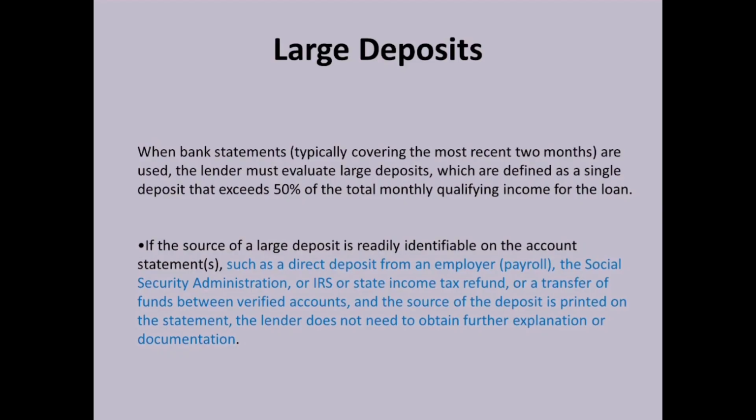Okay, the source of the deposit is printed on the statements. It means suppose there are 1, 2, 3 bank statements and the funds are coming from XYZ. So in the description of the last deposit of the 1, 2, 3 statements, it is reflecting the source document, which is ABC or XYZ. So in that case, you need not ask for further clarification.